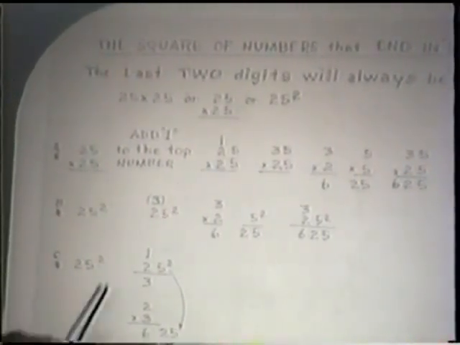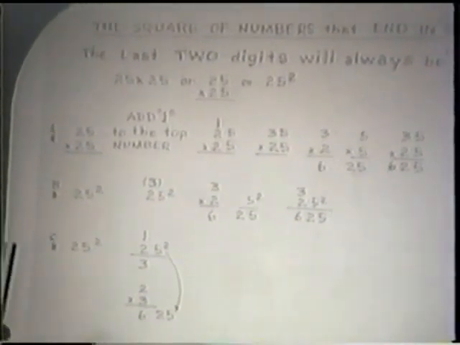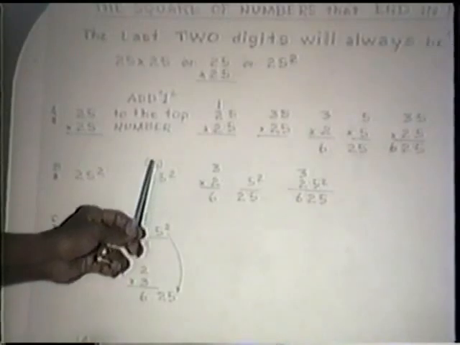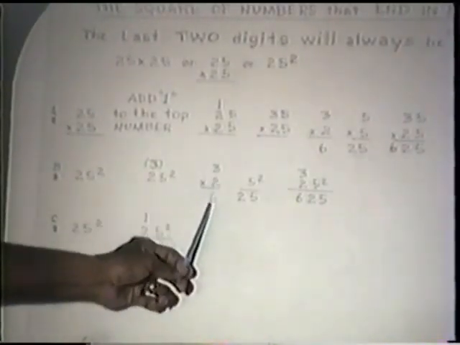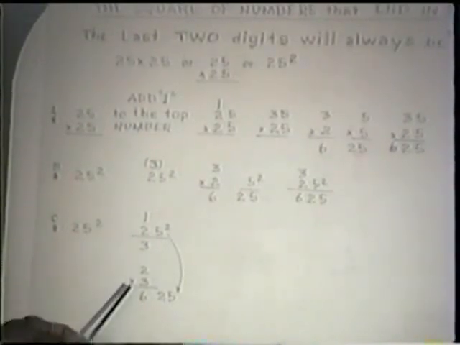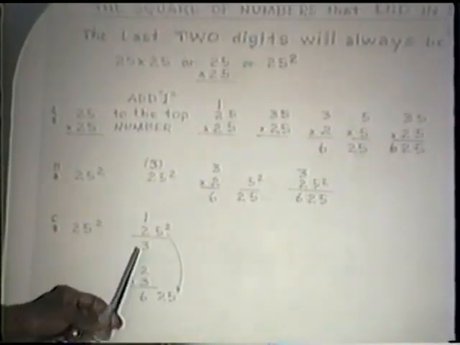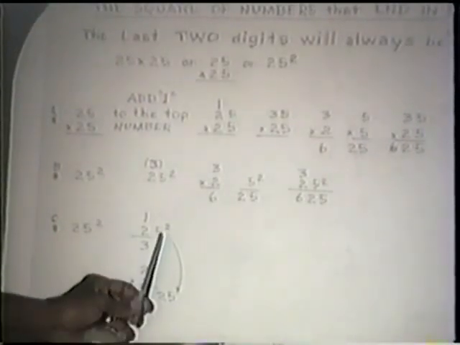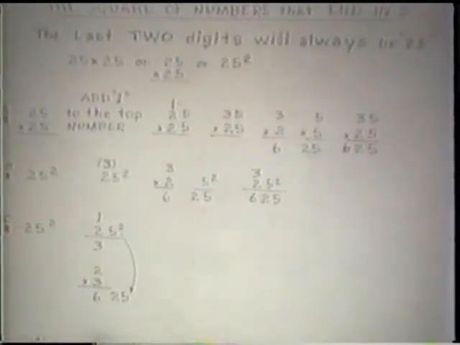See that? So we have steps in doing this. First, we have 25 times 25, which you can call 25 square. We change the 2 to a 3. 2 times 3 is 6. 5 times 5 is 25. 625 is the square of 25. The way of doing it is this way. 25 square, change the 2 to a 3. 3 times 2 is 6. 5 times 5 is 25. 625 is the answer. Now let's do some more.